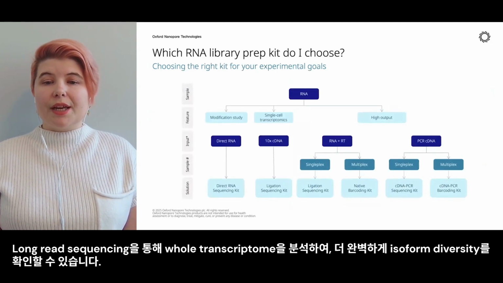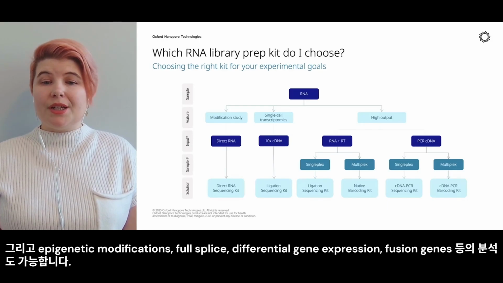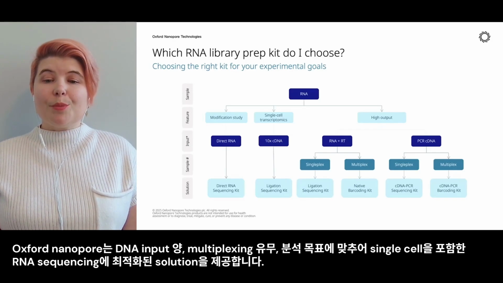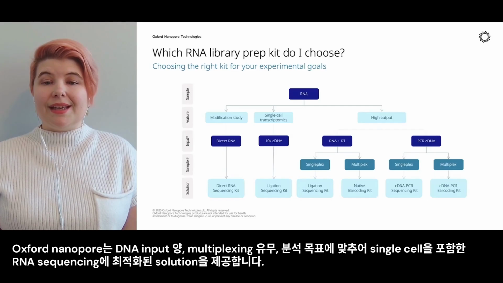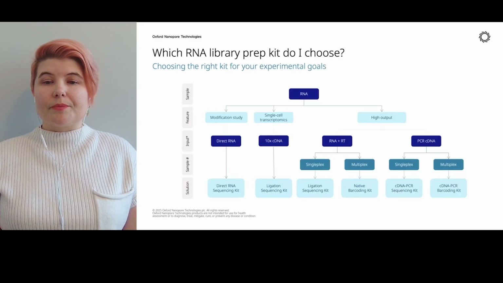With long Oxford Nanopore reads, you can capture full-length transcripts, revealing a more complete picture of isoform diversity. Not only are you able to explore epigenetic modifications, but also full splice information, differential gene expression, fusion genes, and more. We look forward to supporting your application by guiding you to the best solution for RNA sequencing, even up to single-cell resolution, with options available for different input quantities, multiplexing needs, and analysis goals.